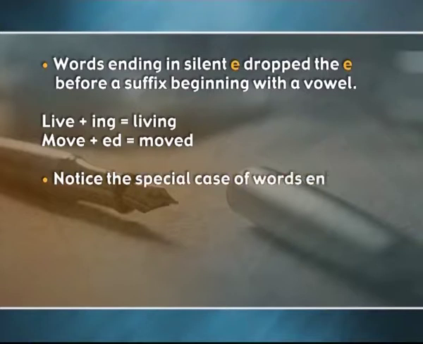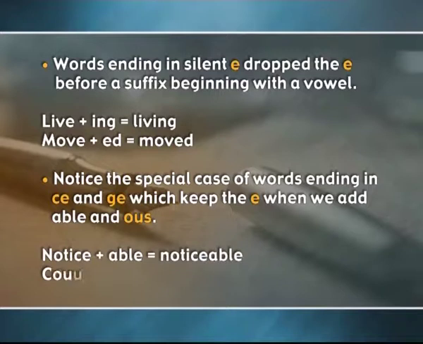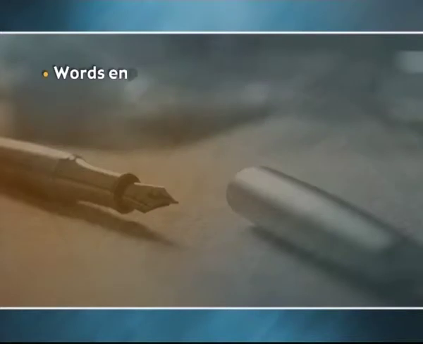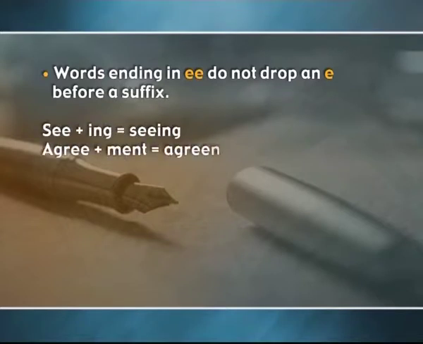Notice the special case of words ending in CE and GE, which keep the E when we add able and ous. Examples: notice plus able is equal to noticeable. Courage plus ous is equal to courageous. Words ending in EE do not drop an E before a suffix. Example: see plus ing is equal to seeing. Agree plus ment is equal to agreement.